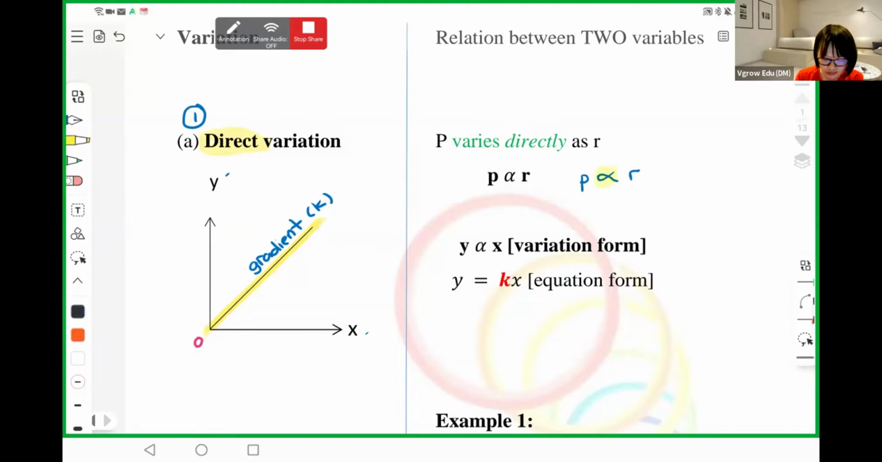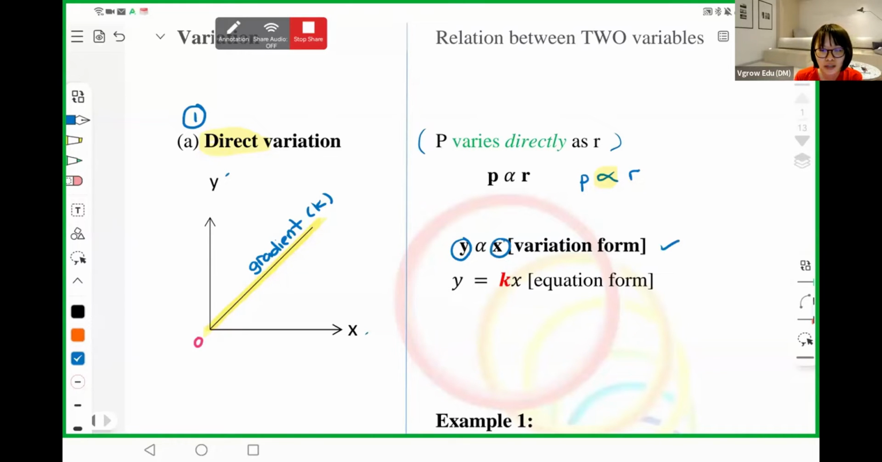This symbol is actually read as proportional to. Proportional to is just like ratio. So P is proportional to R. If you see this wording, it means P varies directly as R, and you can write it in this form. This form is variation form.